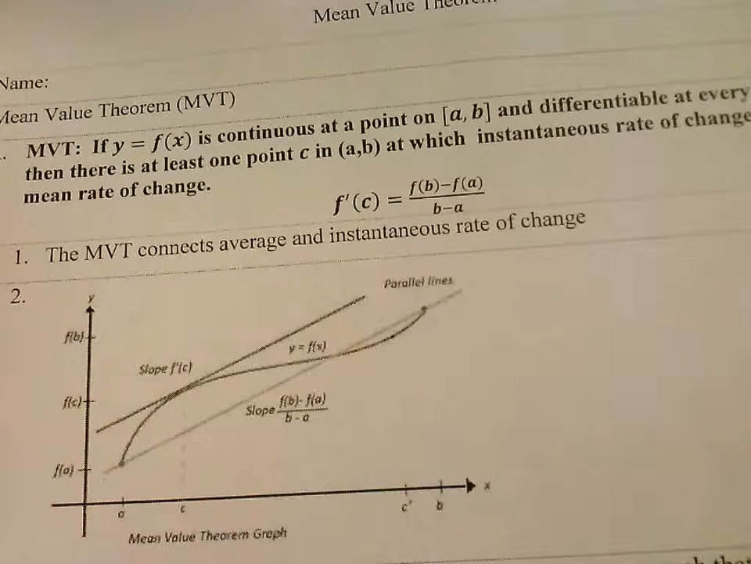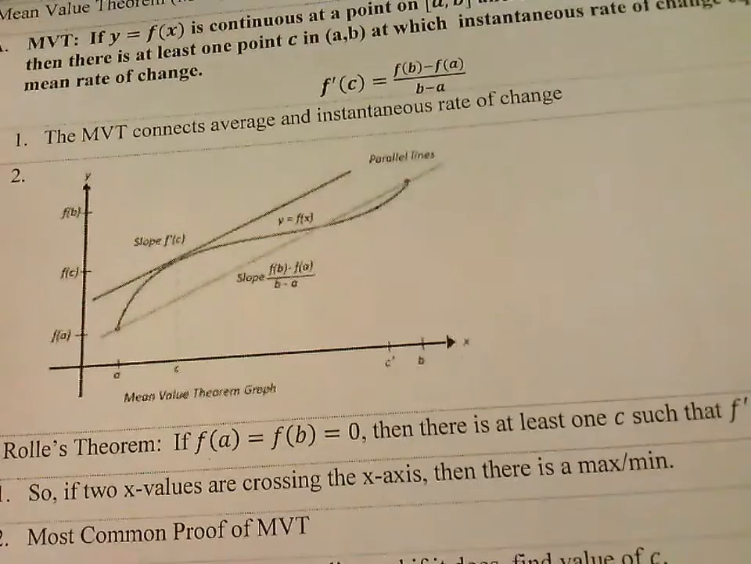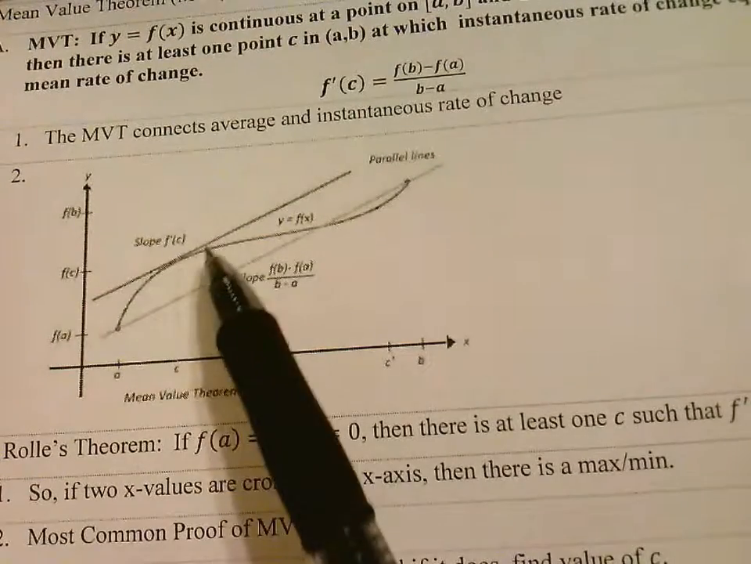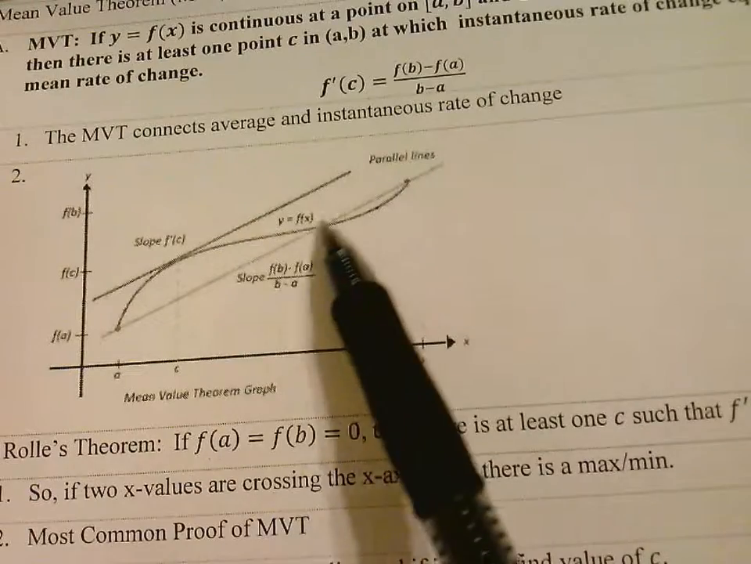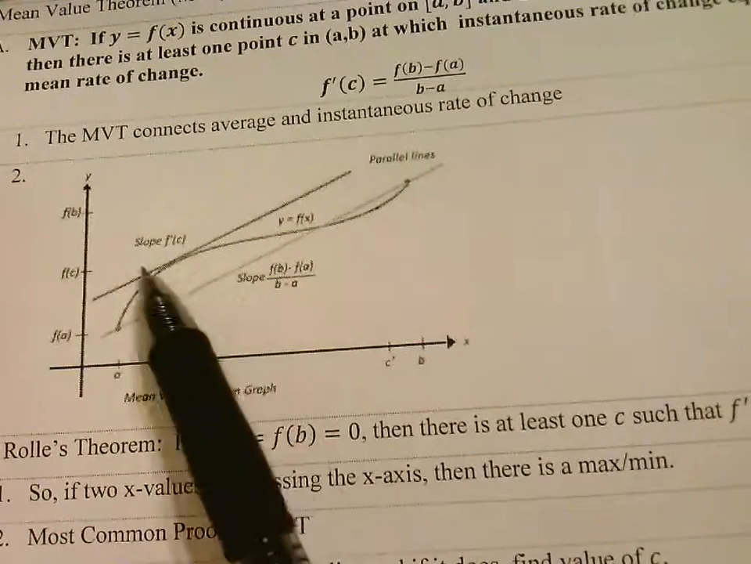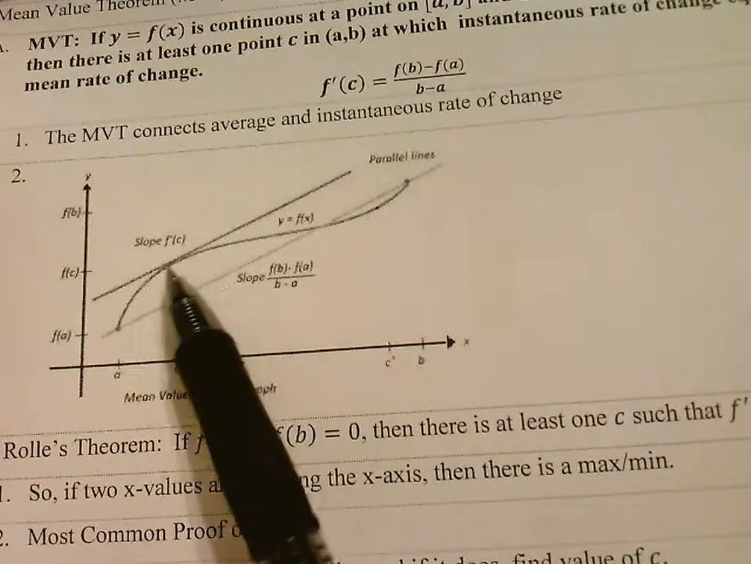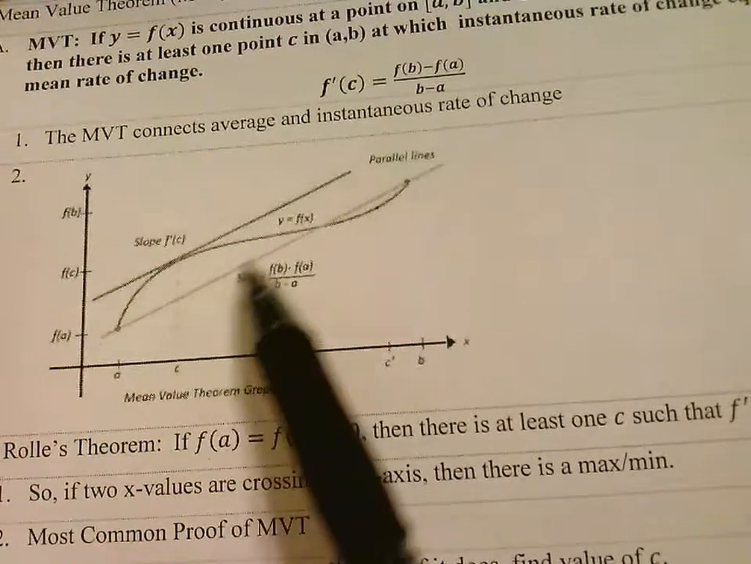The mean rate of change is another way of saying the average rate of change, which is the secant line. So here's the secant line. In this lesson, we're going to be determining what c value will make them parallel.